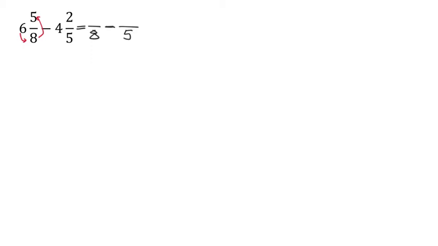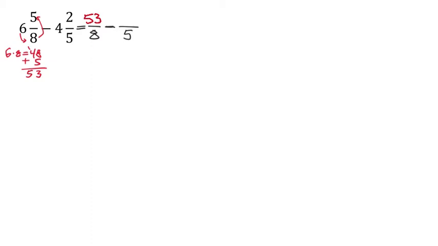So I start with 6 times 8. 6 times 8 is 48. Then add the numerator there, 5. So 8 plus 5 is 13. Carry the 1. 1 plus 4 is 5. So that's my new numerator of 53. So I now have 53/8.